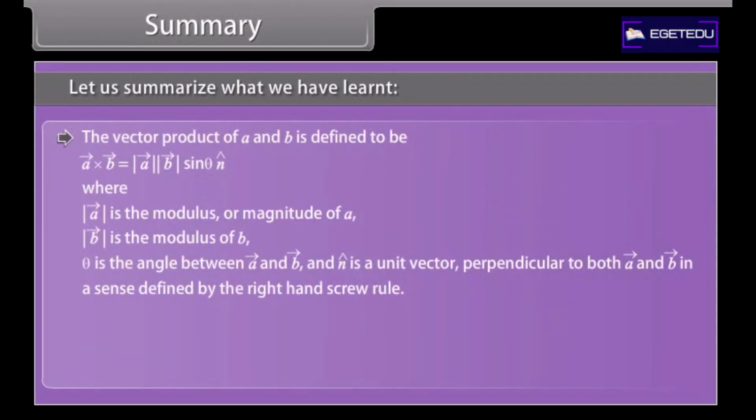The vector product of A and B is defined to be vector A cross vector B, which is equal to magnitude of vector A into magnitude of vector B into sine of theta in the direction of n cap, where magnitude of vector A is the modulus or magnitude of A, magnitude of vector B is the modulus of B, theta is the angle between vector A and B, and cap n is a unit vector perpendicular to both vector A and B in a sense defined by the right-hand screw rule.